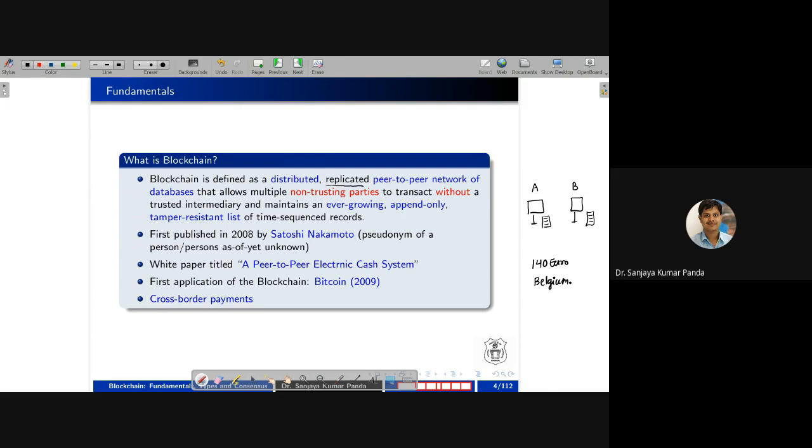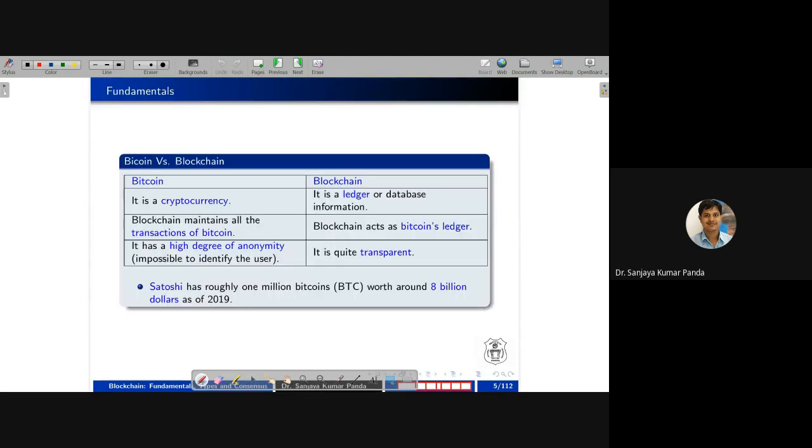Now here you can see blockchain was coined in the year 2008. Bitcoin was coined in the year 2009. So as a new beginner in this particular field, you may wonder what the difference is between Bitcoin and blockchain, or whether I can use these words interchangeably. So let us see in this slide.